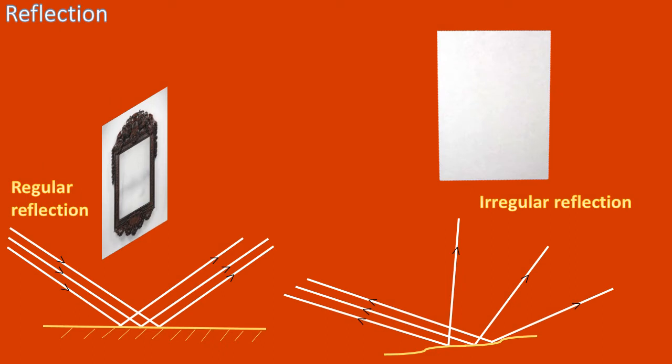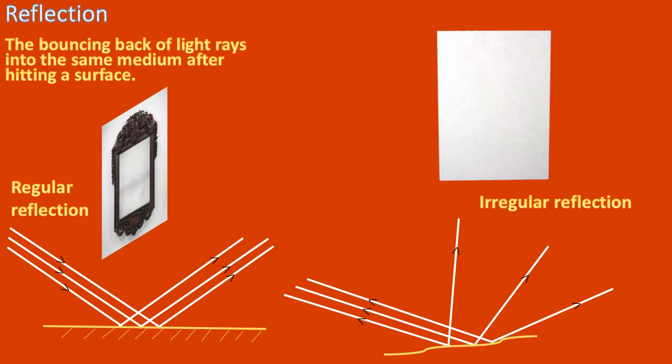So children, what is reflection now? The bouncing back of light rays into the same medium after hitting a surface is called reflection. When we throw a ball at a wall, the ball hits the wall and it comes back. In the same manner, when light falls on a surface, it is sent back to the same medium, and that phenomenon of light is known as reflection.